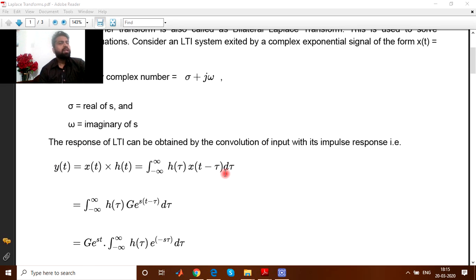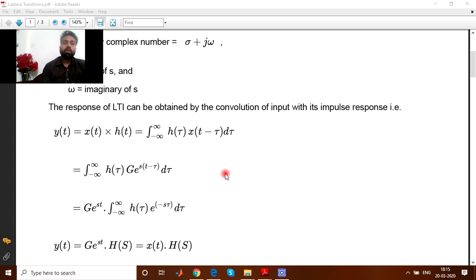The response of any LTI system can be obtained by the convolution of the input with the system response. Suppose we have an input x(t) and the system is represented by h(t). The response of the system is x(t) convolved with h(t). This convolution can be written as the integral from minus infinity to plus infinity of h(tau) G e raised to the power s(t minus tau) d tau.